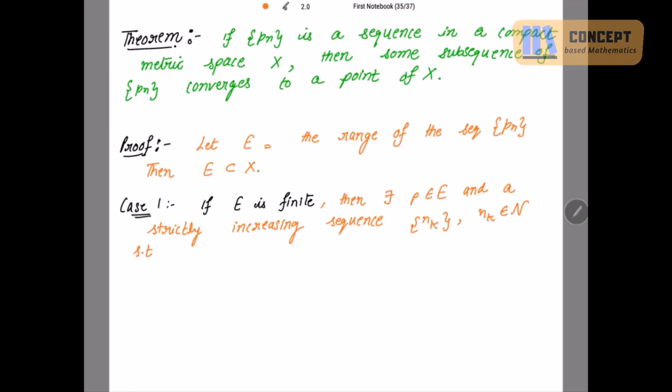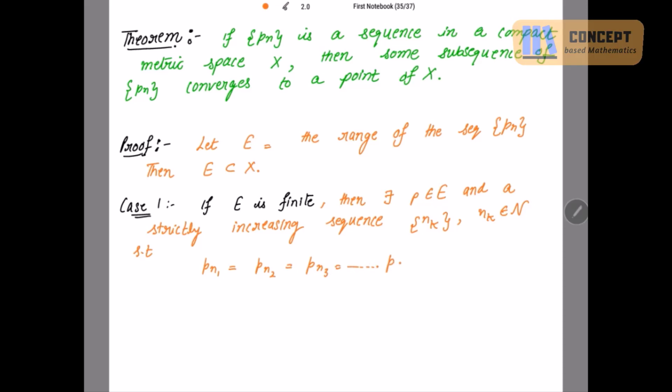You remember Pnk, right? For a sequence you write the subscript n only. For the subsequence, we write the subscript nk. Is it clear? Right? So we are getting this subscript for the subsequence such that Pn1 is equal to Pn2 is equal to Pn3, and so on, where all the terms are equal to the point P.